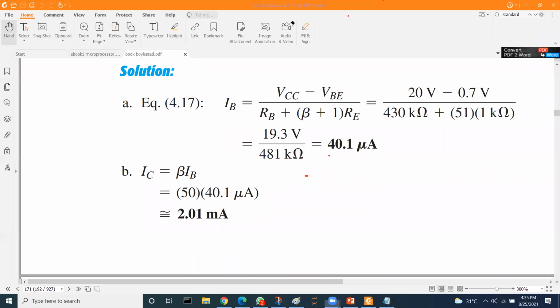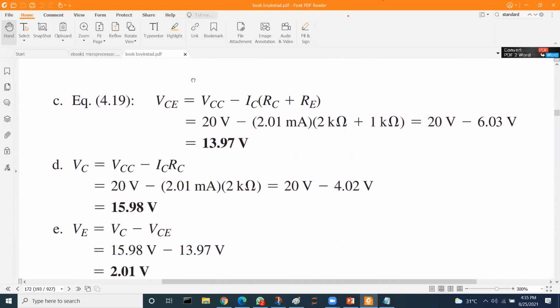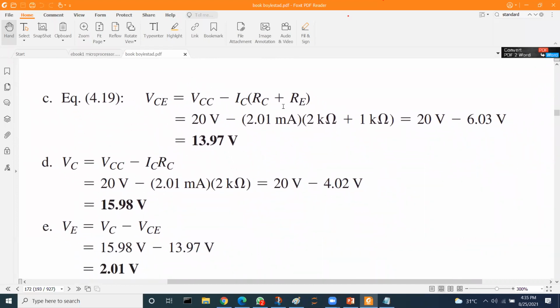Then finally we need to find the VCE, and the formula is given. So for VCE, the formula is VCC minus IC times (RC plus RE). As expected, the resistances are known, so we just put these values and get our answer. So this is our answer. The rest of the example is based on Ohm's law and Kirchhoff's voltage law, so I'm not going through that, but just these three things are important for us, and we have calculated them.